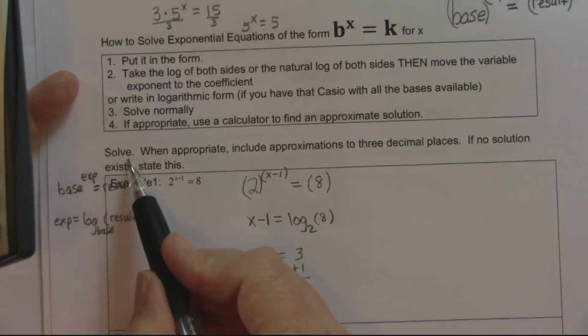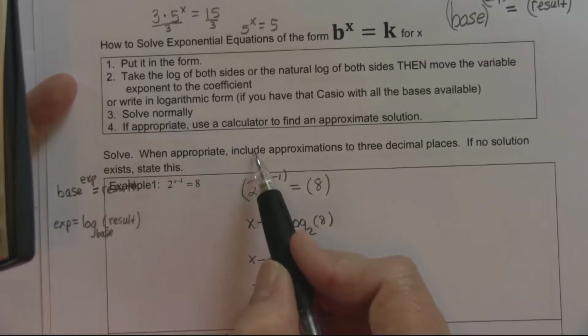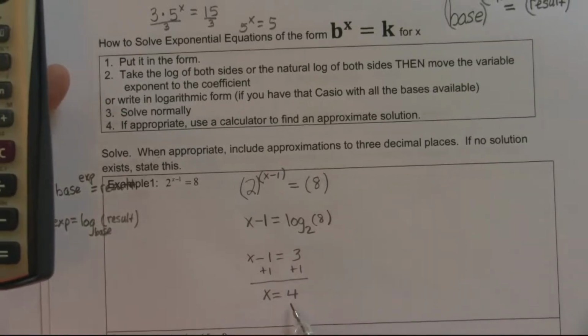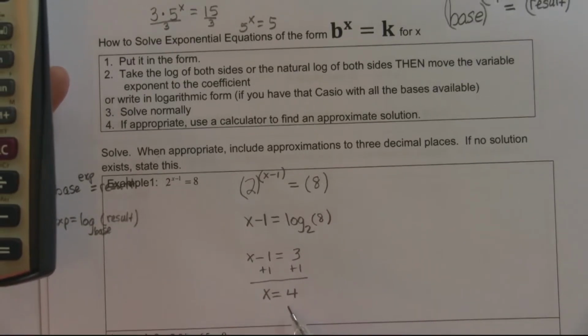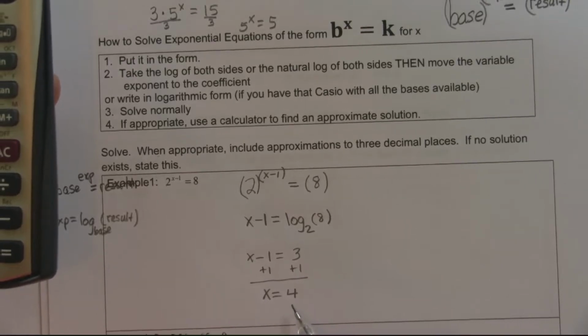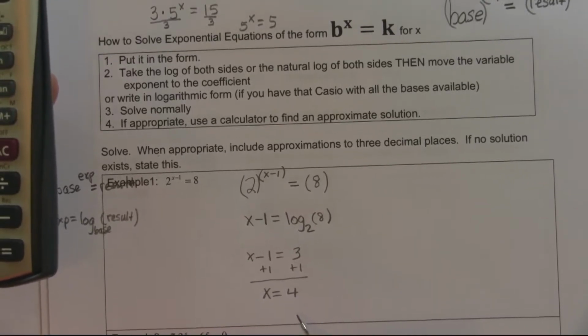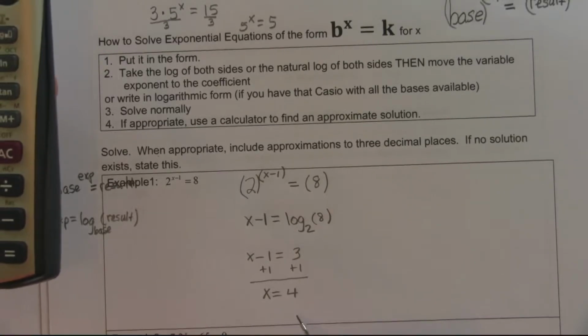So it says to solve, and when appropriate, include an approximation to 3 decimal places. Now this one, the answer is just 4. And so it's not appropriate to include a decimal to 3 places. So it says, when appropriate, do that. So if it comes out nice, then don't do that.